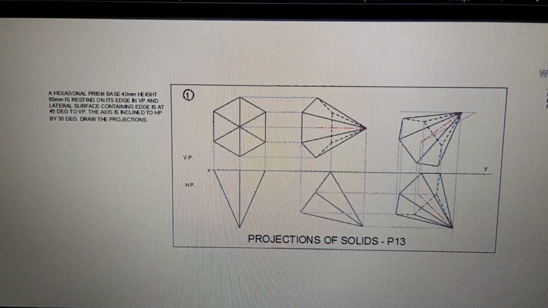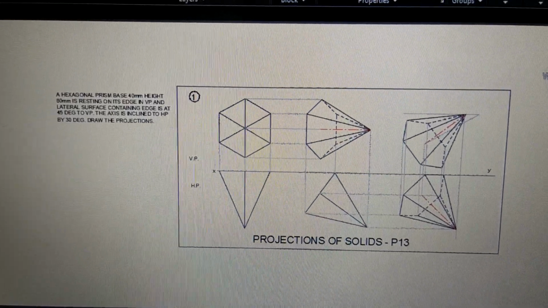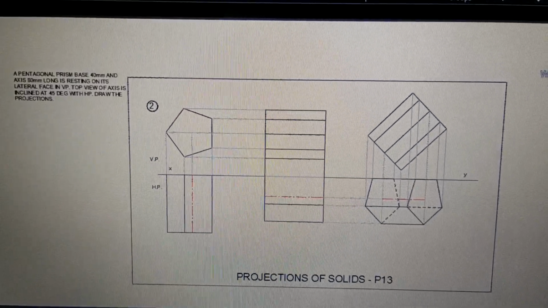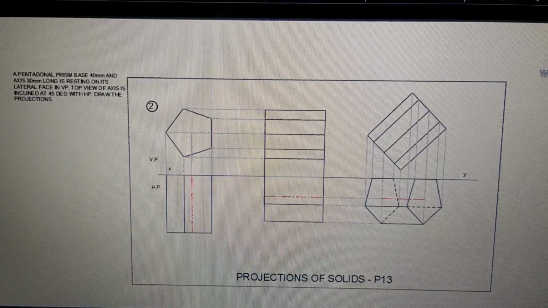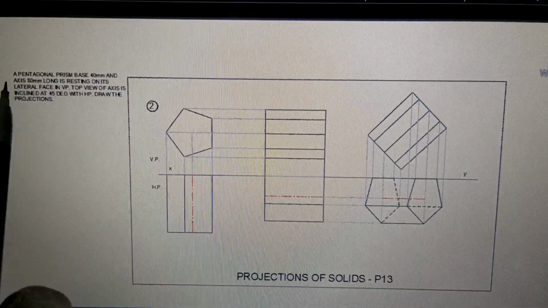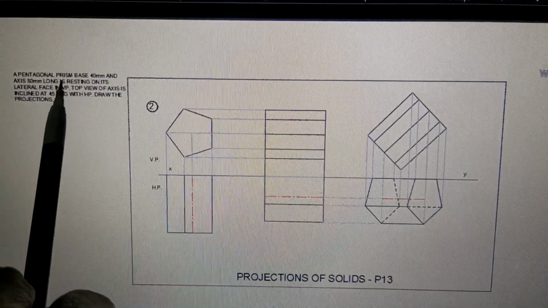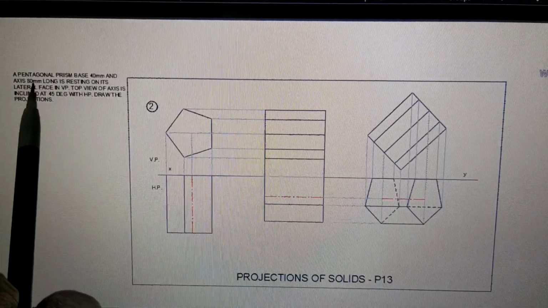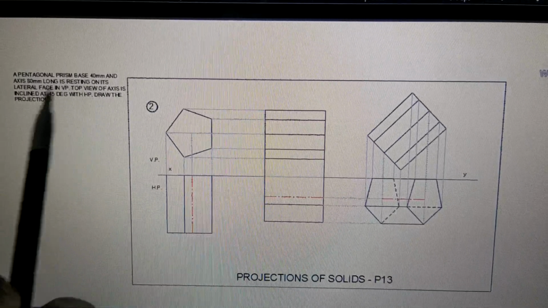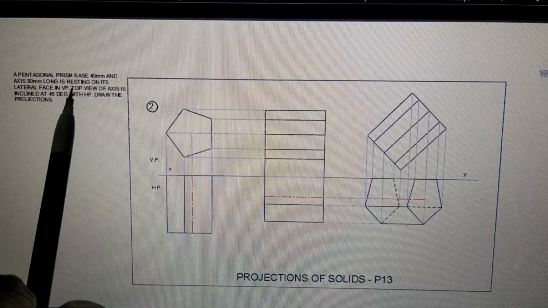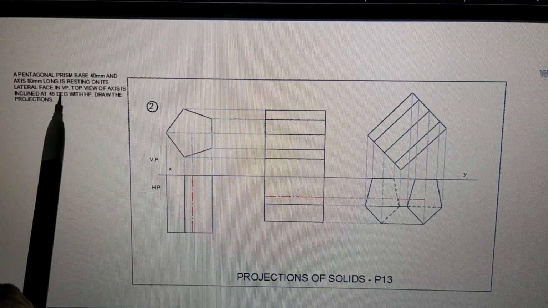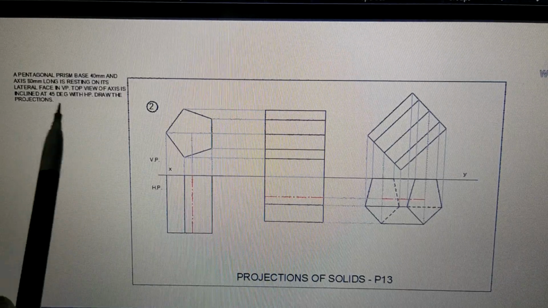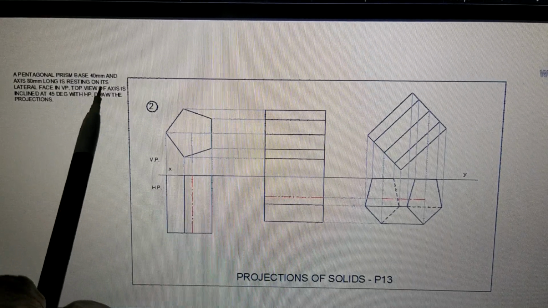Now let's go to the next problem. Okay, so now this is problem number 2. Here you can see the data says a pentagonal prism, now this time it is a prism, base 40, height 80, is resting on its lateral face in VP. Top view of the axis is inclined at 45 degrees to HP. Draw the projections.